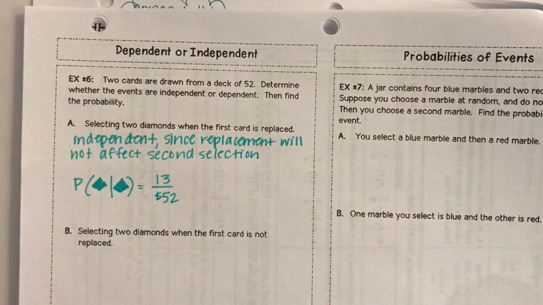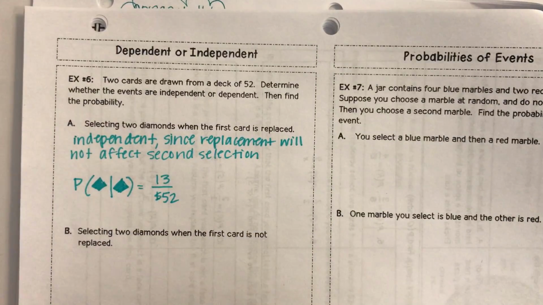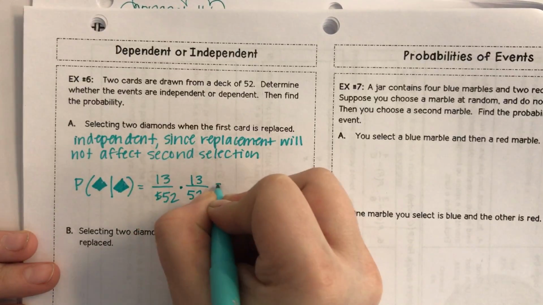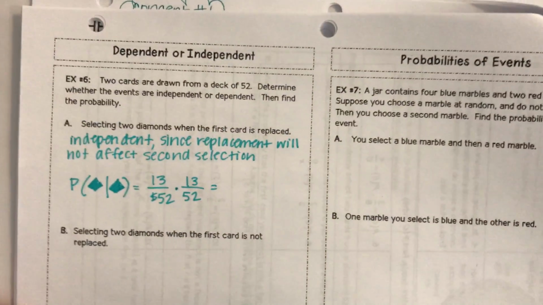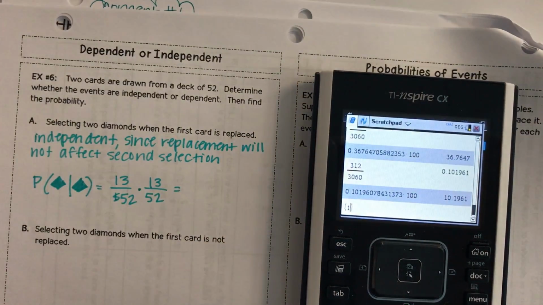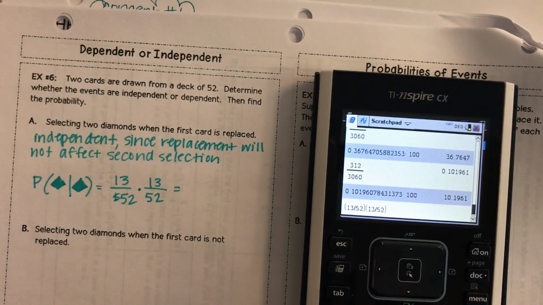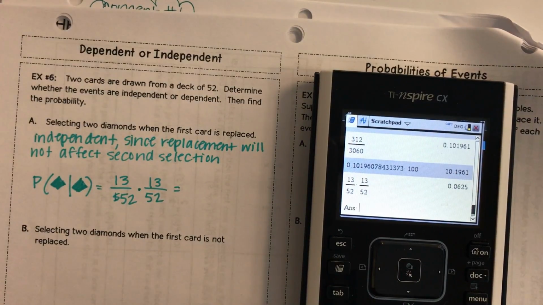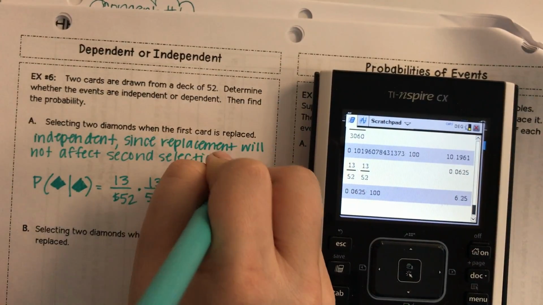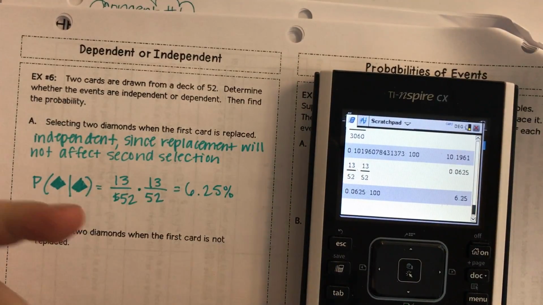I keep wanting to write 15 for some reason. So 13 out of 52 the first time, then I put it back. The probability is still the same, 13 out of 52. Multiply those together. Let's figure out what our probability is. 13 out of 52 times 13 out of 52. 6.25% chance of picking a diamond and then another diamond after I put the card back. So that's the probability of that happening.